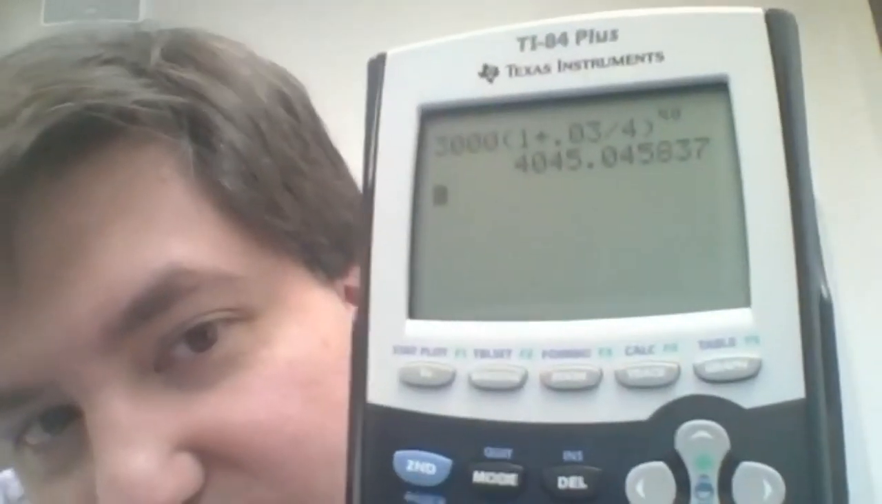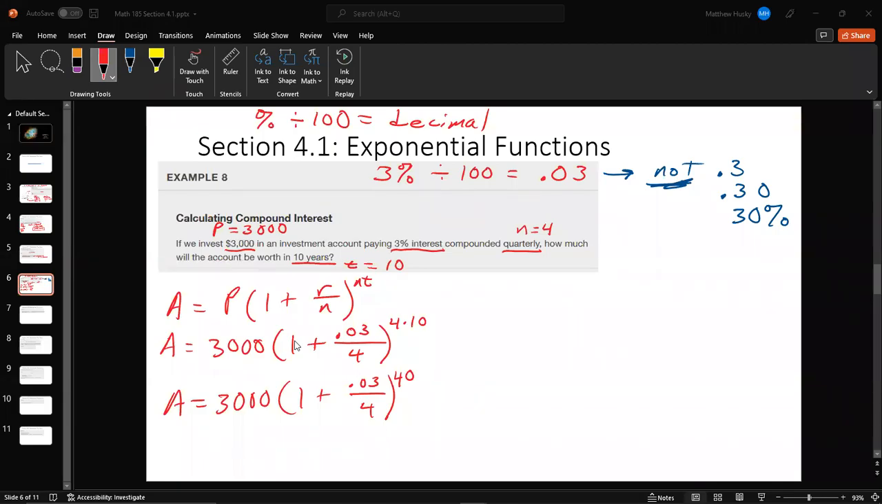That's 4,045.05 if you round it off. So 0.045, we'll round that off to 5 cents. Let's go back to what we were doing. So when all is said and done, that tells us that the amount we will have is $4,045.05. So there you have it.